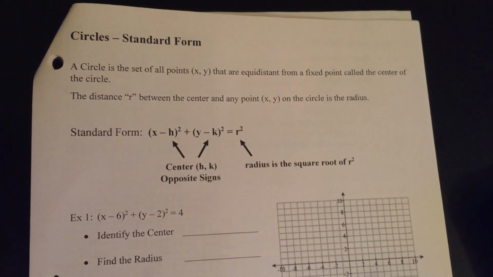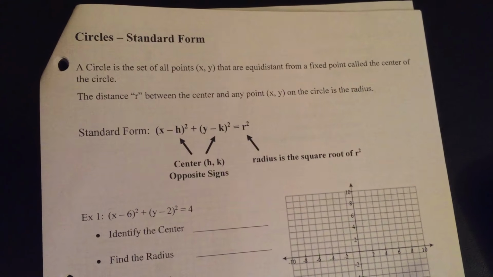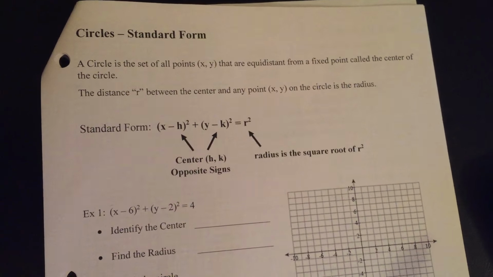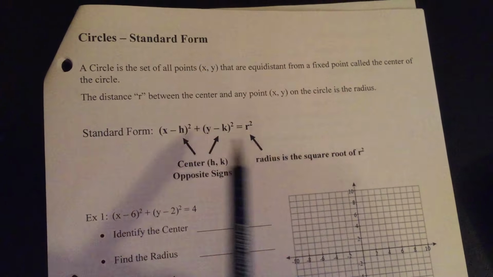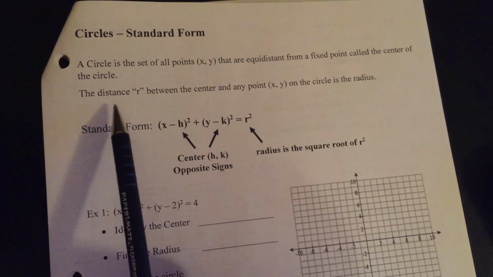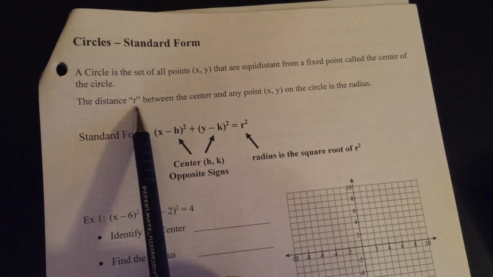Alright, so we're going to be talking about circles in standard form. We need to be able to graph a circle by identifying its center and its radius. A circle is a set of points that are all equidistant from a fixed point called the center. And the distance between the center and that point is called the radius.